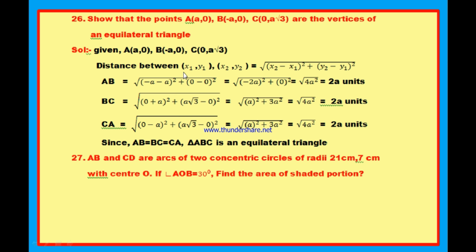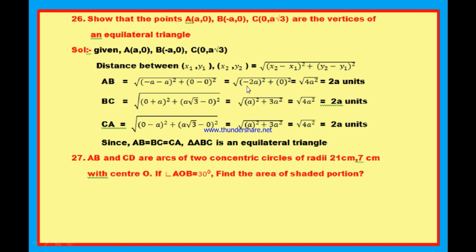The distance between (x1, y1) and (x2, y2) is the square root of (x2 minus x1) whole square plus (y2 minus y1) whole square. The distance between the vertices A and B is nothing but the side AB. The coordinates of A are (x1, y1), the coordinates of B will be (x2, y2). Then (x2 minus x1) is (minus a minus a) whole square plus (y2 minus y1) is (0 minus 0) whole square.